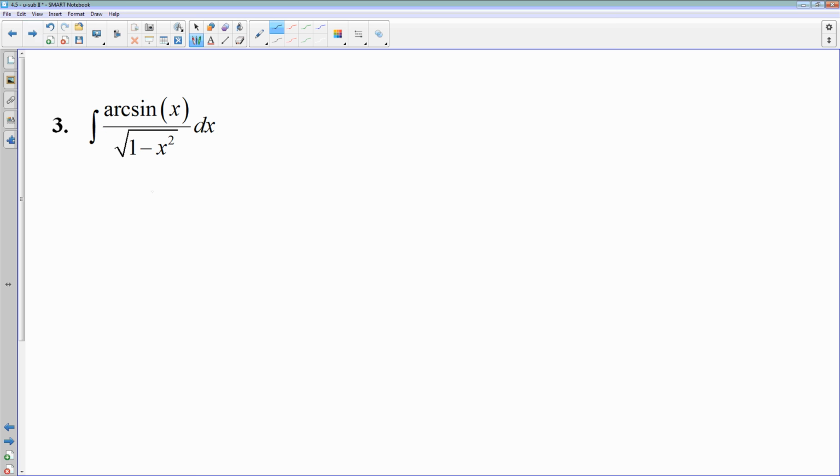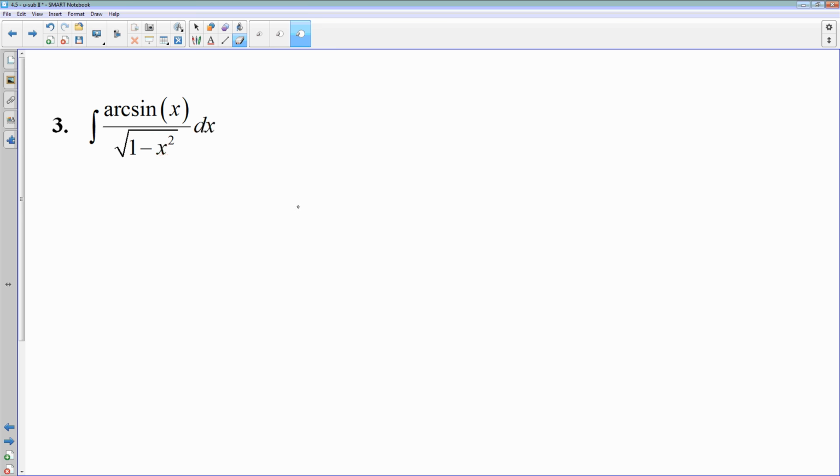Let's try another one. Arc sine x over root 1 minus x squared. Now this one looks very intimidating and scary at first. Generally when I see a u substitution problem with a square root in an integral, I'm going to try letting u be what's inside the radical, but the problem is my du is going to be what? Negative 2x. That's the derivative of 1 minus x squared. And there's not a negative 2x anywhere in this. There's that arc sine, which is painfully ugly.